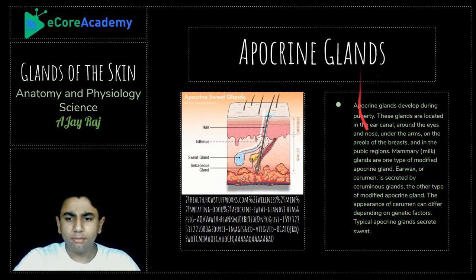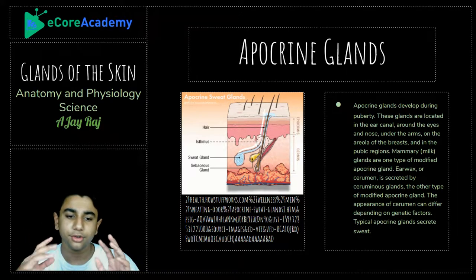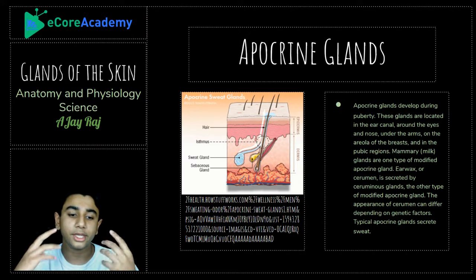So whenever you think of toddlers and milk production, it's more of an eccrine gland's job to do that, as apocrine glands help stimulate that. And they're found in the pubic regions, and mammary glands are one type of modified apocrine gland. Earwax or cerumen is secreted by ceruminous glands, the other type of modified apocrine gland. So there are many different types of apocrine gland, which is on a very, very high level to understand. But apocrine glands in general, they basically are centered around the basis of sweat and stimulating other glands around them.